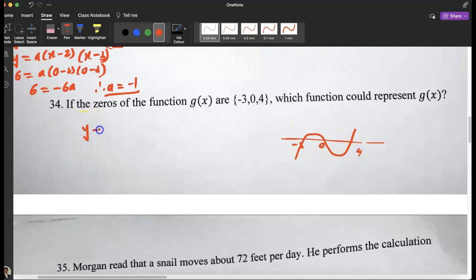So y is equal to what? A, some factor, times x plus 3, times x minus 0, that is x, and x minus 4. Yes, this can represent it. But it's asking for g of x. Instead of y, you call it g of x. Y is your g of x.